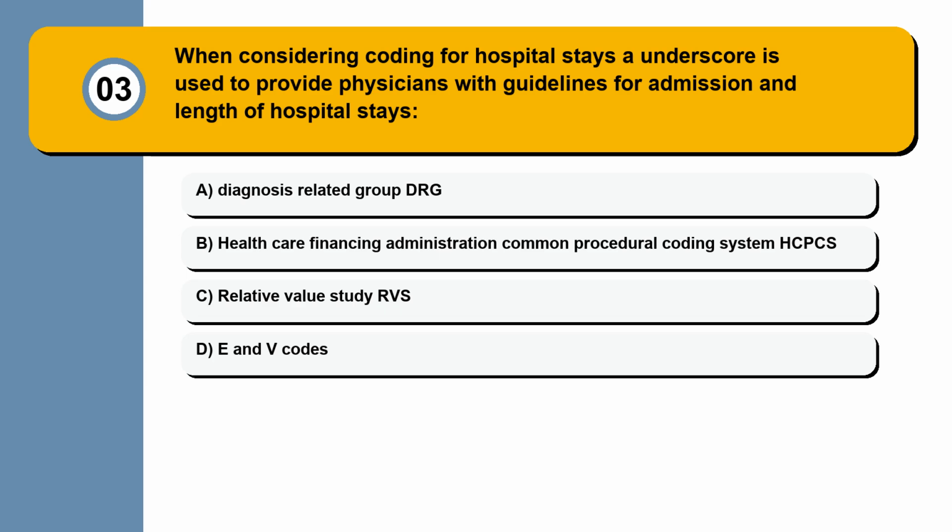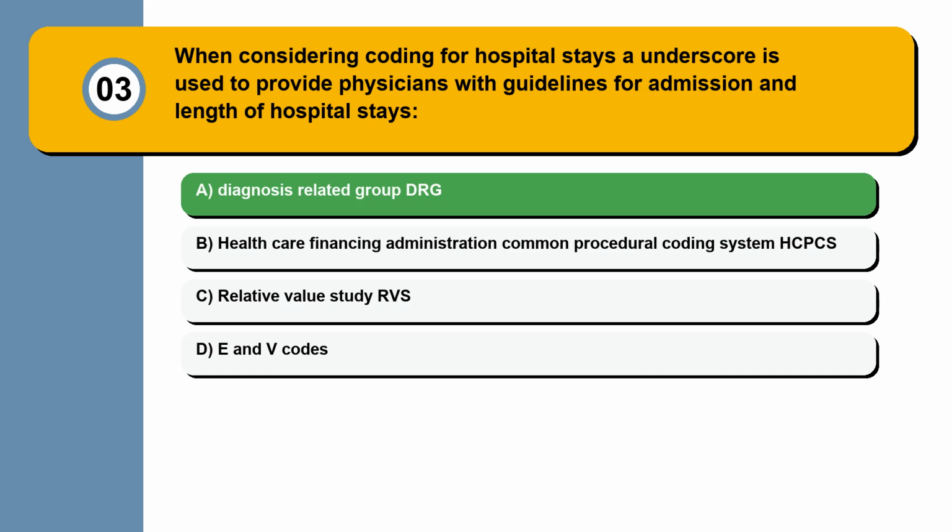Question 3. When considering coding for hospital stays, a blank is used to provide physicians with guidelines for admission and length of hospital stays. Here are your options. Option A, Diagnosis-Related Group, DRG. Option B, Healthcare Financing Administration Common Procedural Coding System, HCPCS. Option C, Relative Value Study, RVS. Option D, E/M codes. The correct answer is option A, Diagnosis-Related Group, DRG.